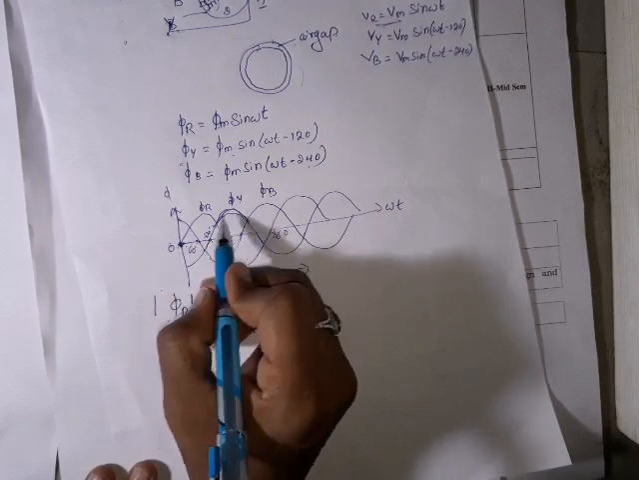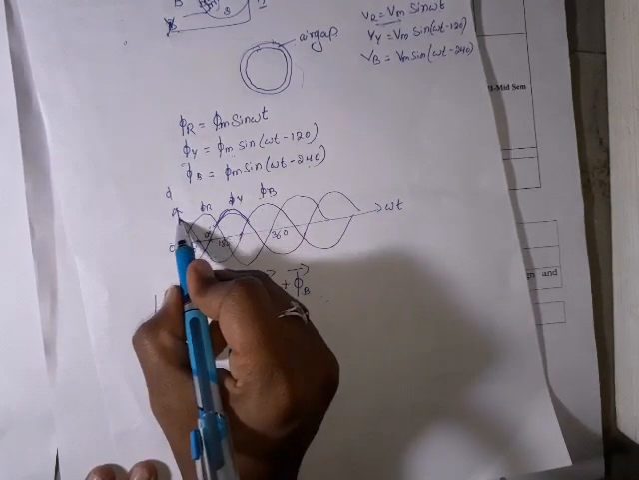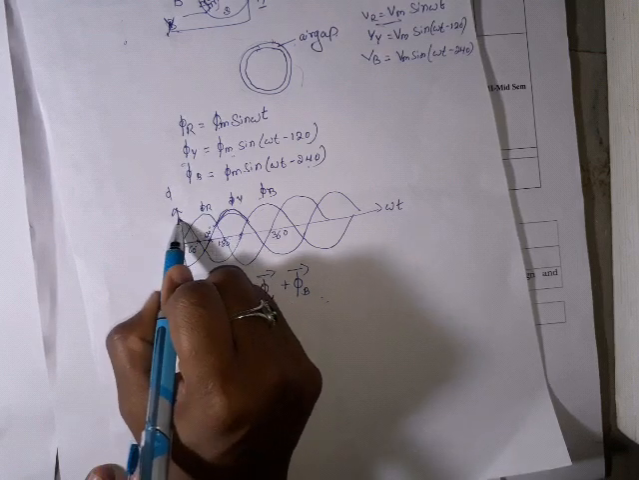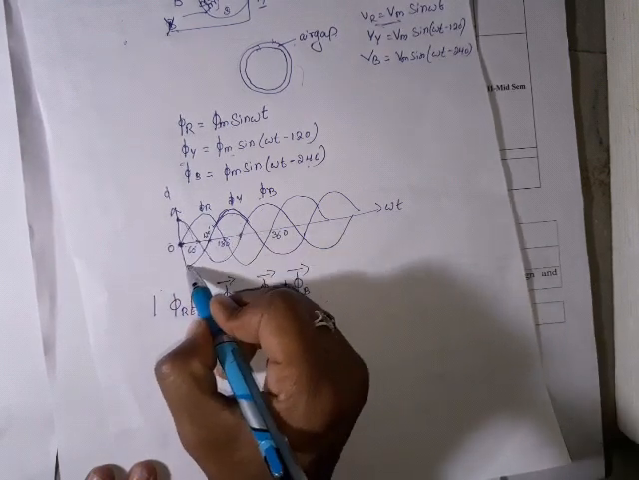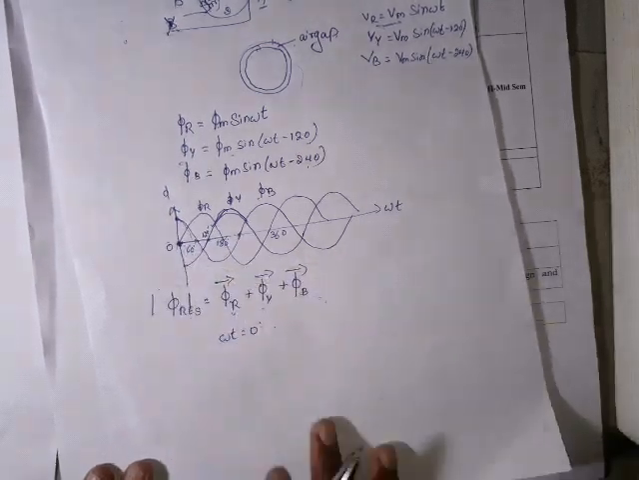At this point, which waveform is this? This waveform is phi b. So what is the value of phi b? Phi b is having a certain value. I don't know what that value is; we'll see that later. Phi y is also having a certain value. Phi b is positive. Phi y is negative. Okay.